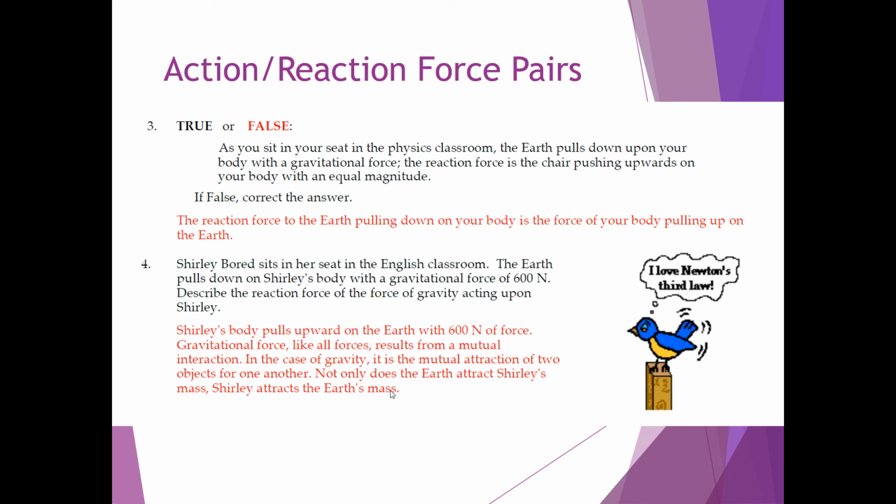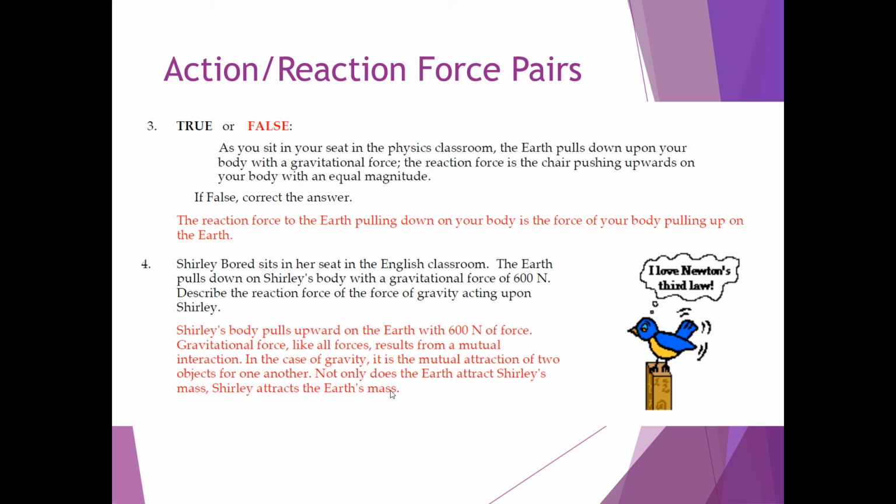So number 3, true or false? As you sit in your seat in the physics classroom, the earth pulls down upon your body with a gravitational force, and the reaction force is the chair pushing upwards on your body with an equal magnitude. If false, correct the answer. Well, if the action force is the earth pulls on you, the reaction has to be you pulling on the earth. It has to be the same nouns, okay? So a lot of times people get this incorrect because they're not keeping it simple, okay, with the same 2 nouns, and one's acting on the other and the second is acting back on the first.